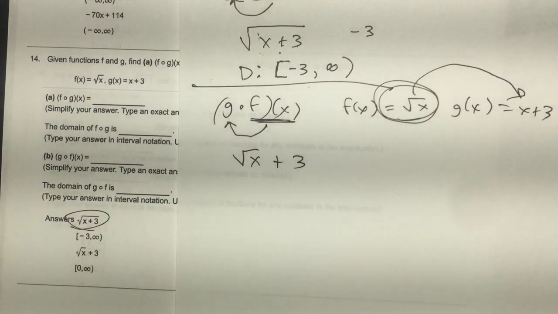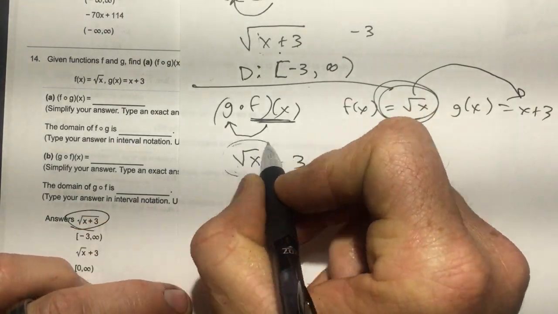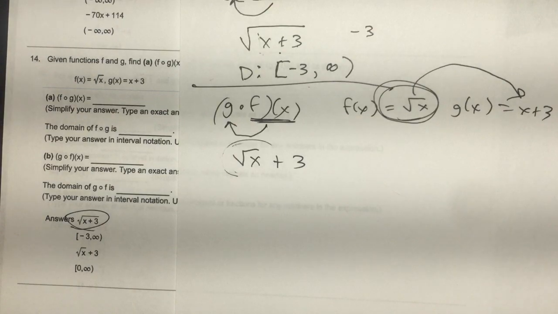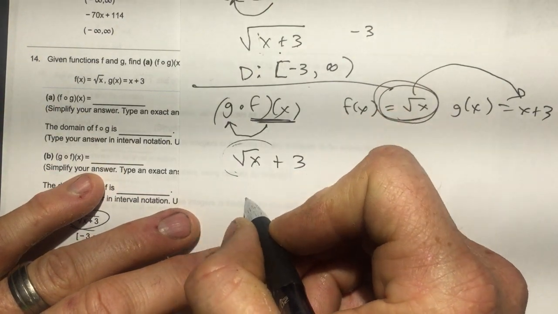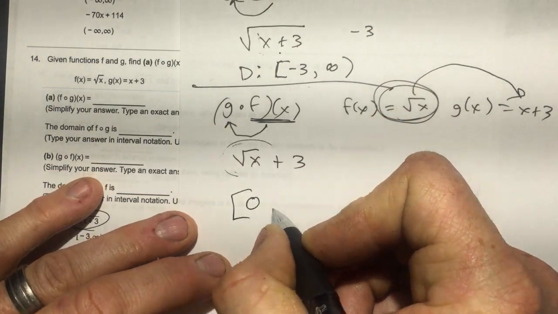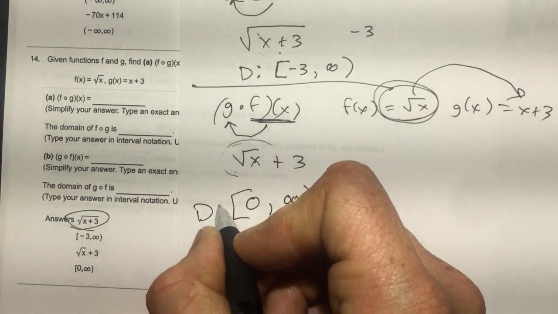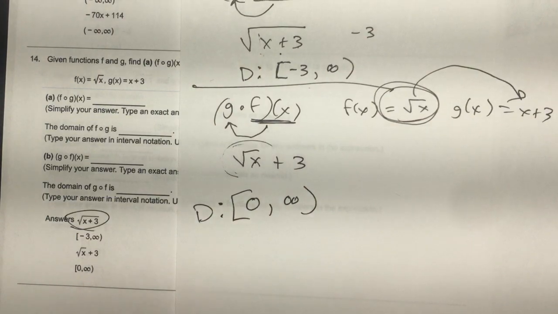Now, what's my domain for that? Well, see, my radical is where I got my issue here because I can't have a negative there. So there's my restriction. I can't have a negative. So the lowest x could be here would be 0. But I can go all the way to infinity. So that would be my domain. Okay, there you see it.